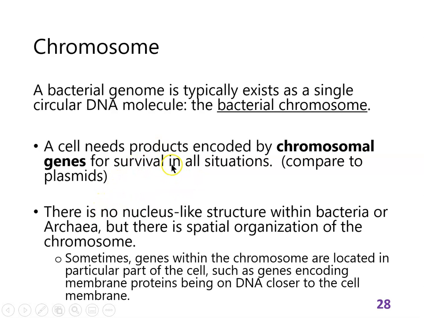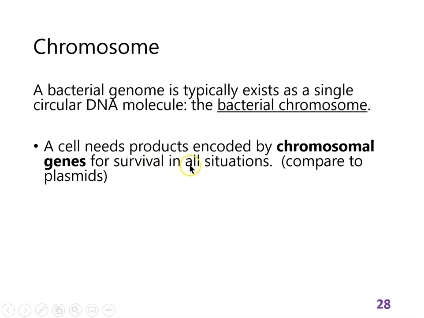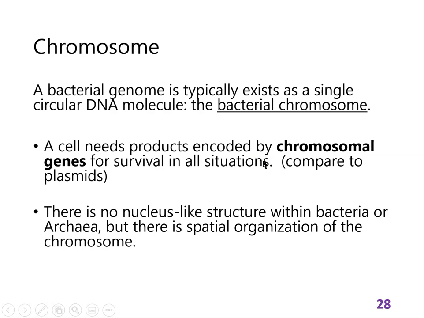And we're going to contrast that with what's called a plasmid, which is not always necessary. So the big DNA molecule inside a bacterial cell with the absolutely essential genes is called the chromosome. Bacteria don't have nuclei, so we don't find the chromosome in a nucleus. There is some spatial organization, though. Bacteria are not random on the inside. They're organized, there just aren't membrane-wrapped organelles.